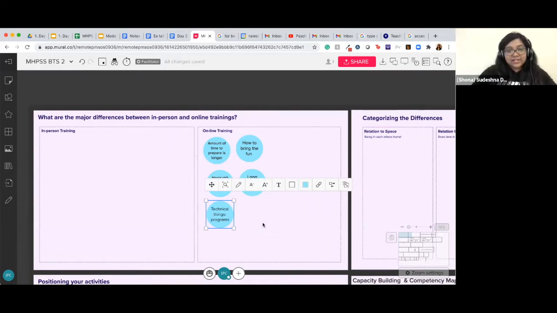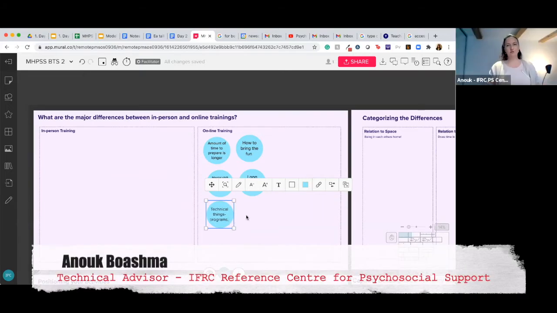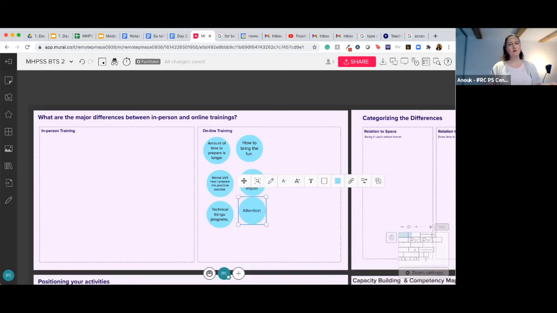Anouk, could you add a little bit to this? Yes, for sure. I think there are several things that stand out for me, and it's the attention to detail that you really need with a digital environment, more so than in an in-person one. Not that you don't need to be detail oriented then, but even more so in preparation and during your training.